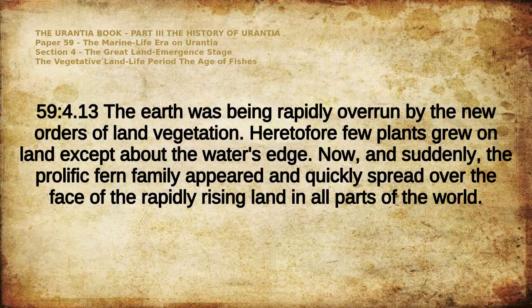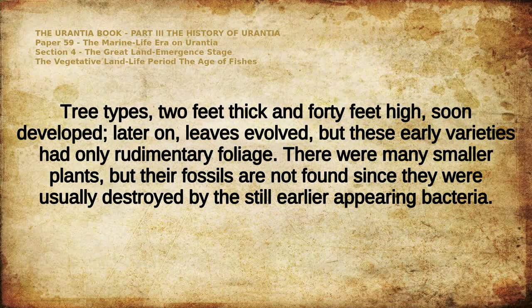The Earth was being rapidly overrun by the new orders of land vegetation. Heretofore, few plants grew on land except about the water's edge. Now, and suddenly, the prolific fern family appeared and quickly spread over the face of the rapidly rising land in all parts of the world. Tree types 2 feet thick and 40 feet high soon developed. Later on, leaves evolved, but these early varieties had only rudimentary foliage.